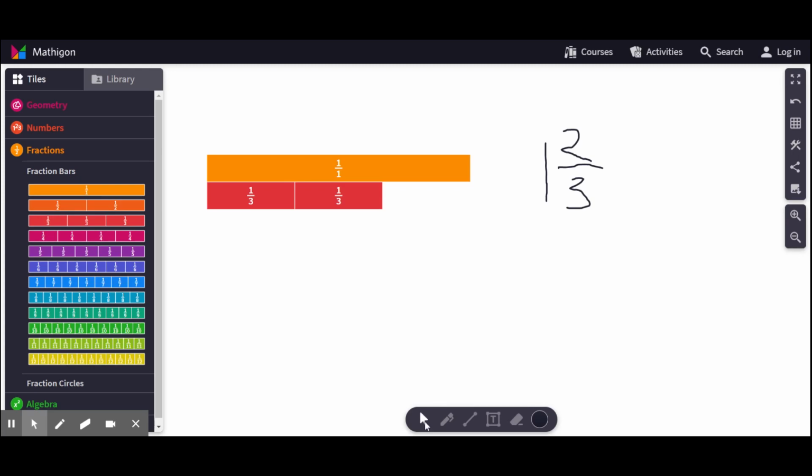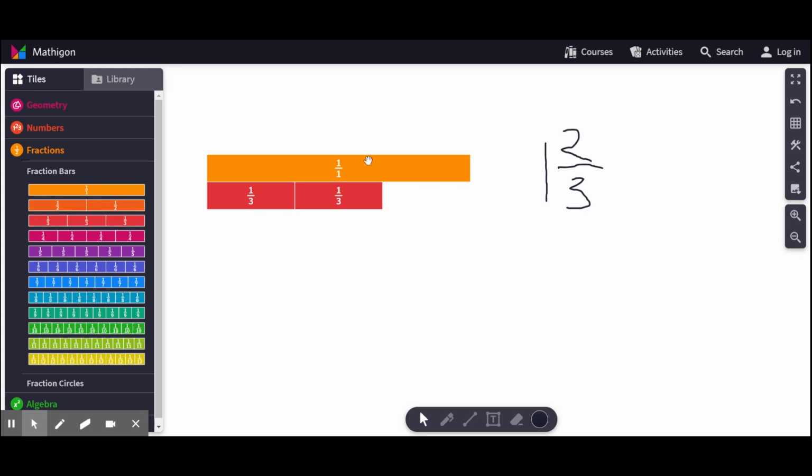Like I said, we want to rename this mixed number. When we rename it, we are just giving it a different name. We're not changing the amount. It's going to be equivalent. Right now, if you look at the denominator, we're using thirds pieces.